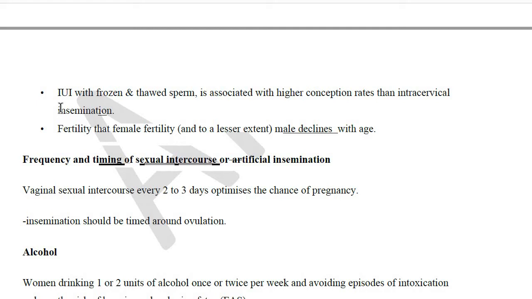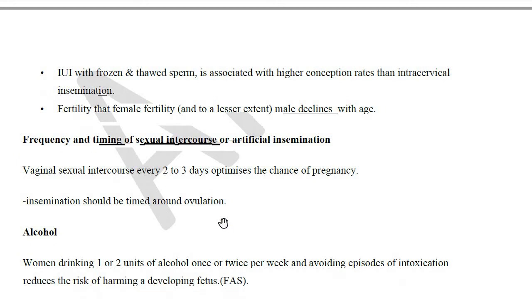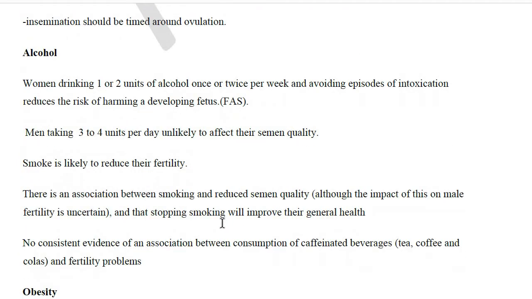Female fertility, and to a lesser extent male fertility, declines with age. Regarding frequency and timing of sexual intercourse or artificial insemination, vaginal sexual intercourse should take place every 2 to 3 days, optimizing the chance of pregnancy, and insemination should be timed around ovulation. For alcohol, women who drink 1 or 2 units once or twice per week and avoid episodes of intoxication reduce the risk of harming a developing fetus.